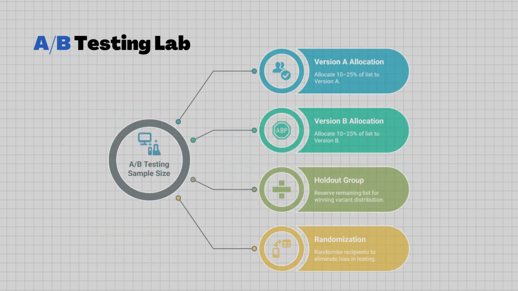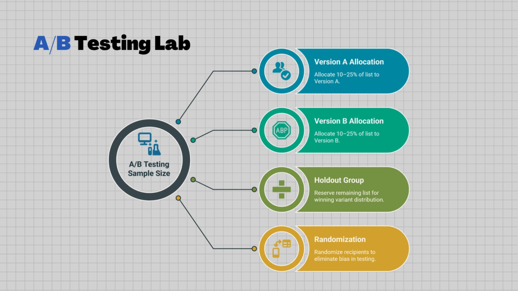A/B testing is a statistical experiment. The larger the sample size, the more accurate the results. A too small sample can produce false positives. As a rule, reserve 10 to 25% of your list for version A and another 10 to 25% for version B, leaving the rest as a holdout to receive the winning variant.